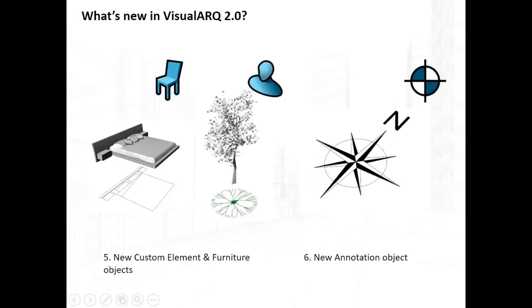Also, we have added 3 new objects. 2 of them are 3D objects for furniture elements or for just generic elements, and we will see how they work. And we have also added a new annotation object that is a generic annotation object that can be created using blocks or also Grasshopper definitions.